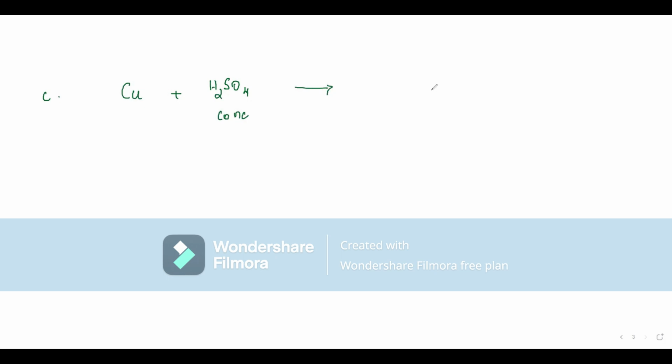Copper is oxidized to copper sulfate here. Copper gets converted to copper sulfate, and along with that, you will get a molecule of sulfur dioxide and 2 molecules of water. You can quickly check whether the equation is balanced. Only difference here is I have not written copper oxide. Instead, the oxidized product here is copper sulfate.